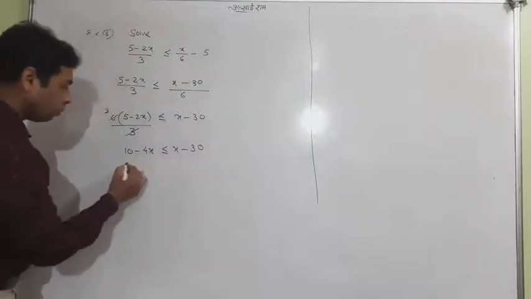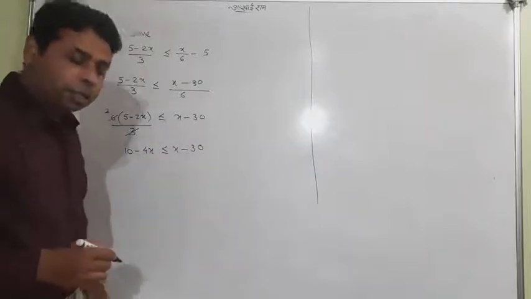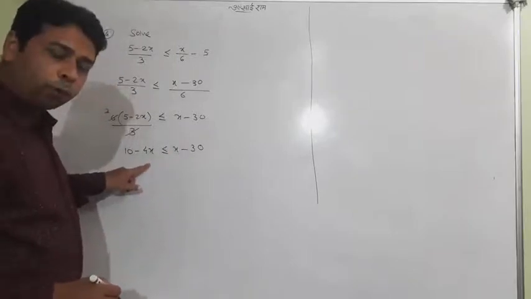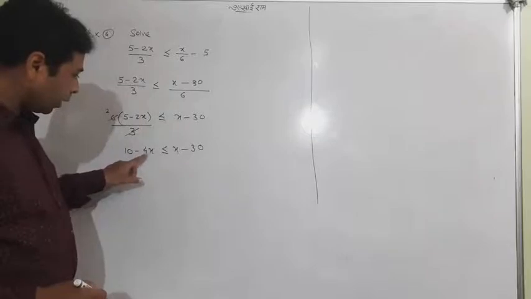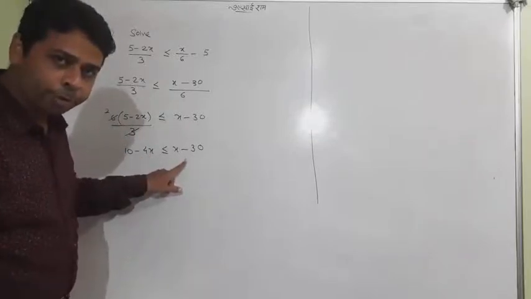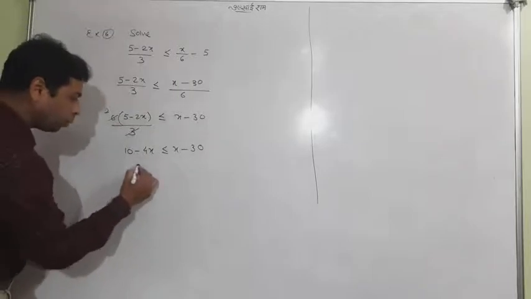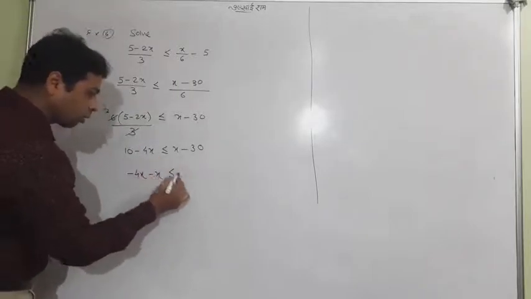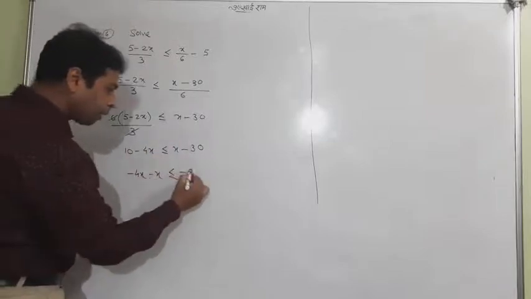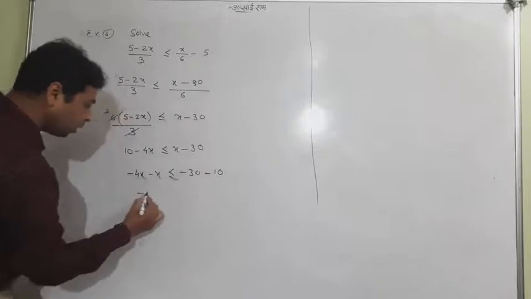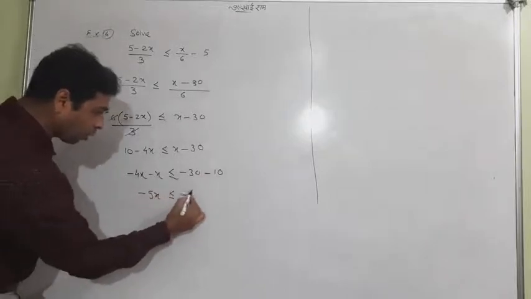So what to do now? This is up to you. You can transfer x here, or you can think that minus 4x becomes plus after transferring to the right side, which is also better. Whatever you wish. Suppose I am keeping 4x here, so I transfer x this side. The minus 30 remains here, and 10 will transfer that side. So this is going to be 5x, and this is 40.